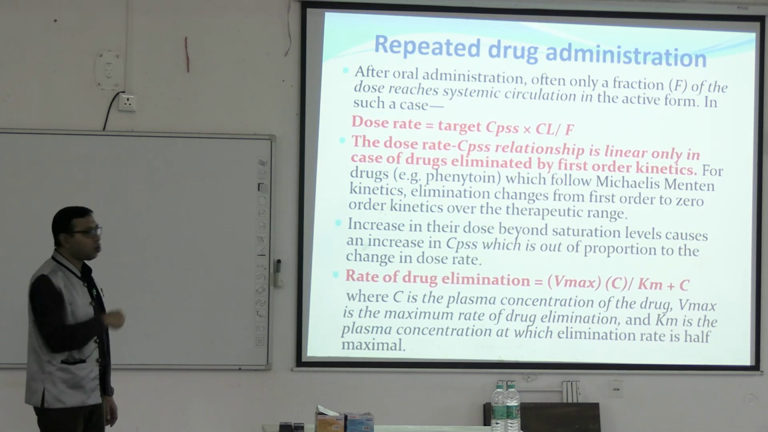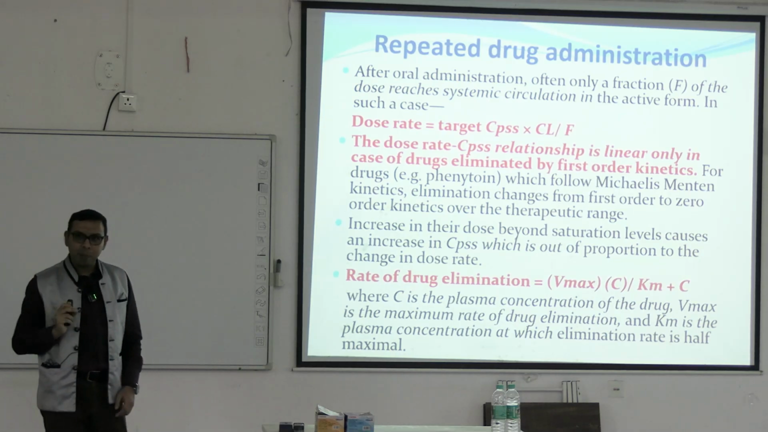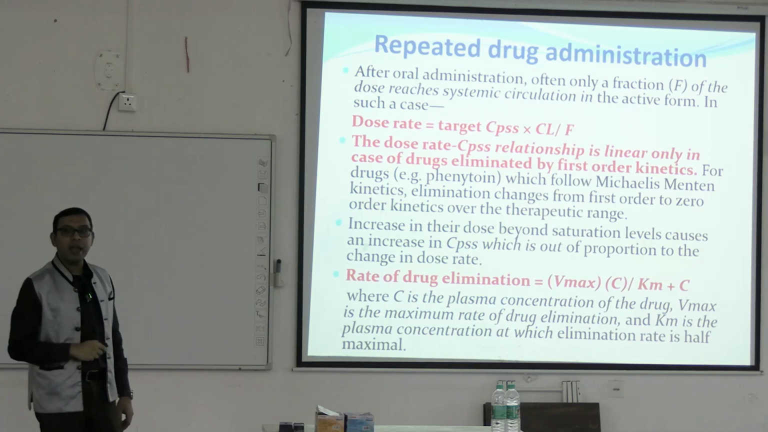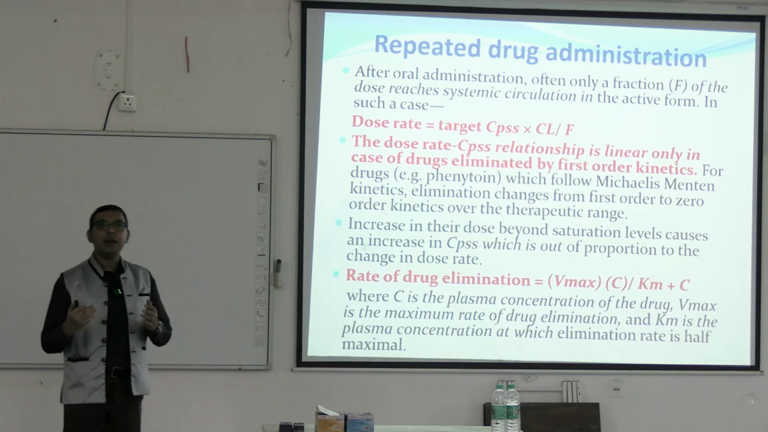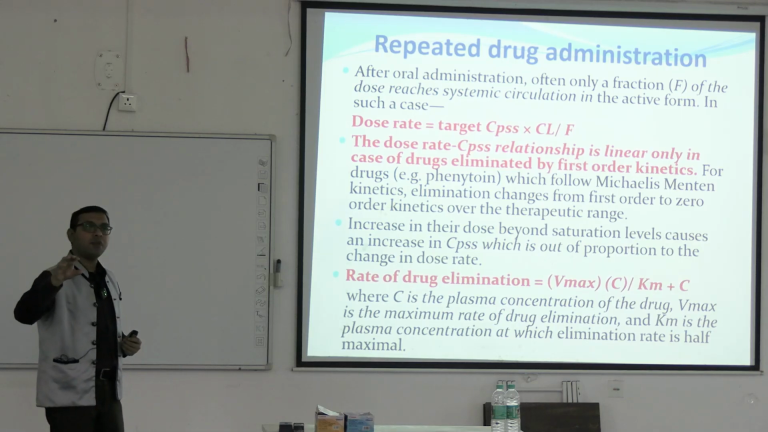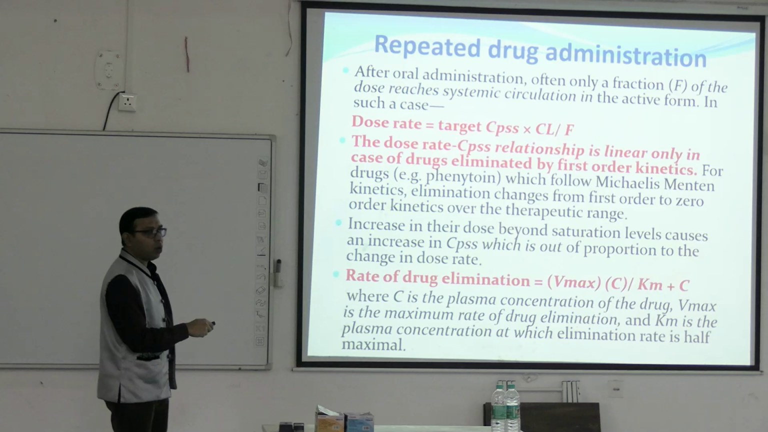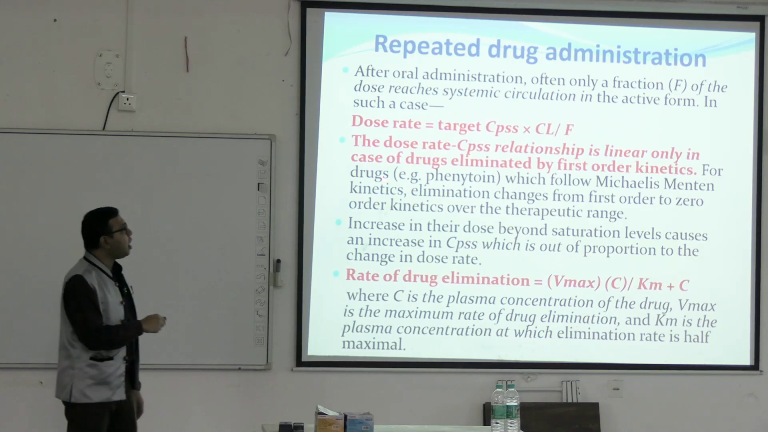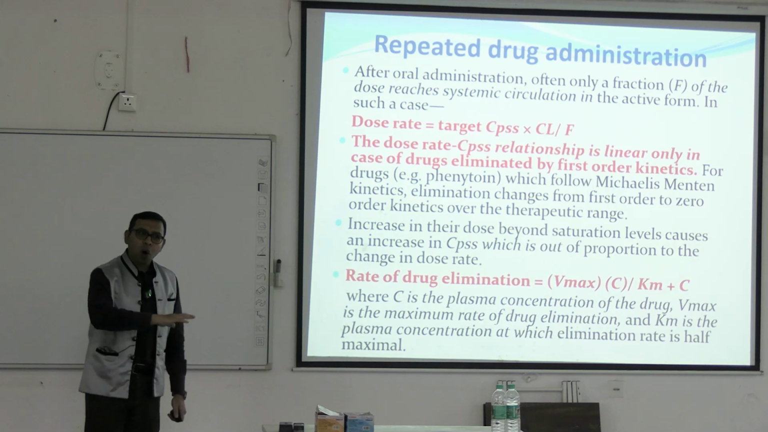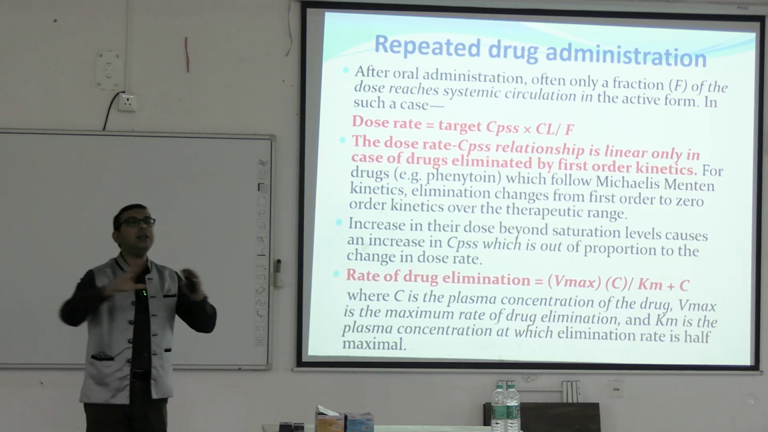So here the dose rate is the target steady state plasma concentration in the blood divided by this bioavailability F, that is, the fraction that reaches the target, the active part of the drug that is needed for its action. This relationship between dose rate and target plasma concentration is linear only in the case of drugs eliminated by first order kinetics. All this we have discussed is for first order kinetics, where there is a linear relationship.